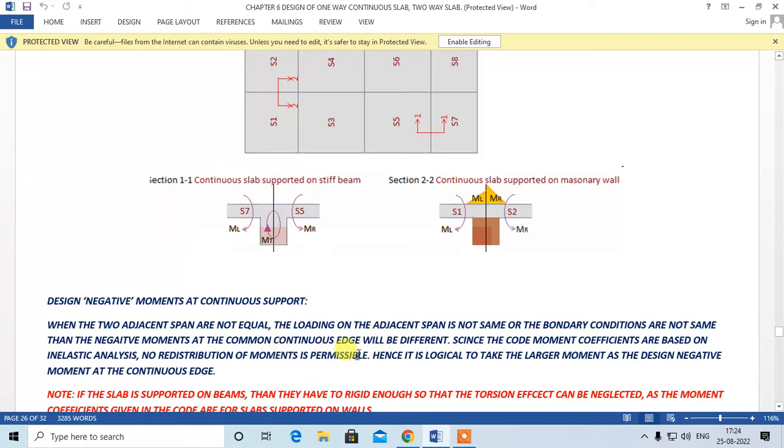Okay, since the code coefficients are based on inelastic analysis, no redistribution of moment is permissible, you can say. Hence, it is logical to take the larger moment as the design negative moment at the continuous edge. Code says that whatever ML, MR you get, you cannot redistribute. So you have to design this support, or junction, for the maximum moment, that is maximum of ML or MR, right? Fine. That is what the code says.